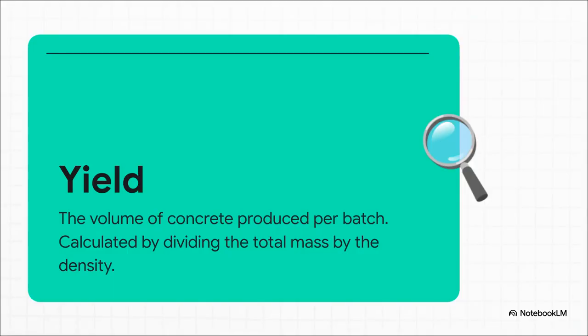Next up is yield. So what is it? It's the total volume of concrete that a batch actually produced. In the real world, this is critical. It tells the contractor if they got the volume of concrete they paid for. And where do you find the total mass of all the materials? You'll get that right off the batch ticket.